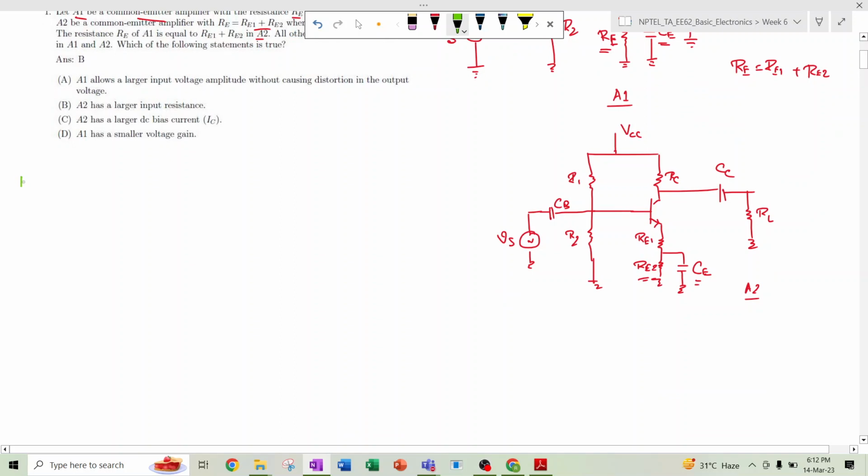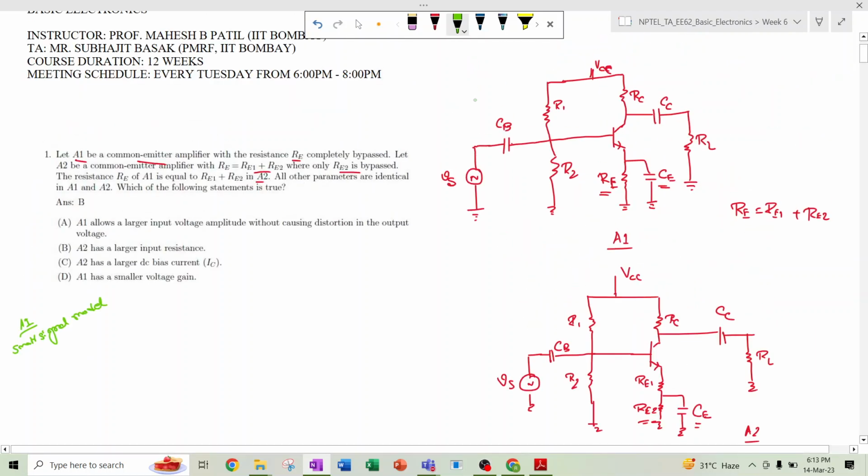So for A1, we are going to draw the small signal model, or AC model. I have already discussed how you have to draw the small signal model. So for A1, Vs is the source voltage that is applied.